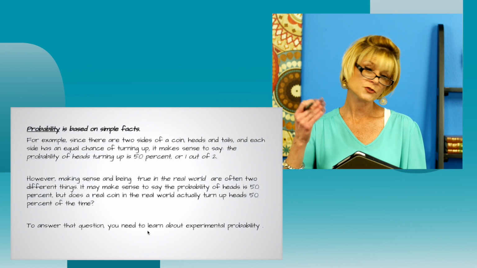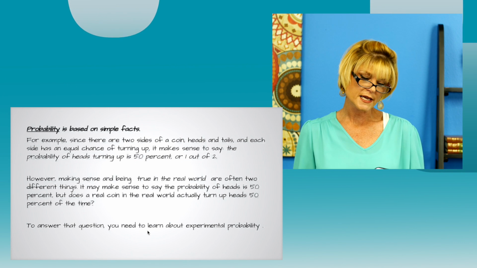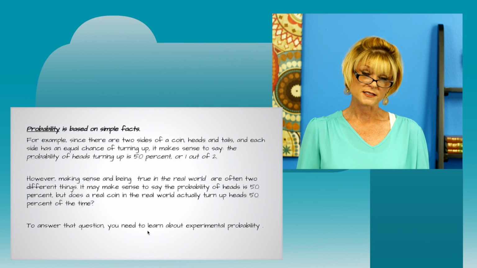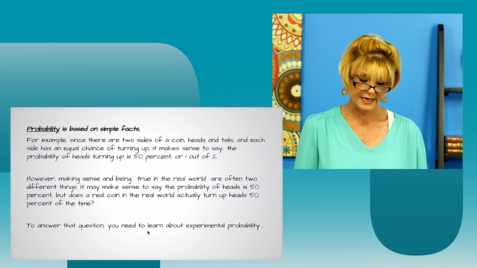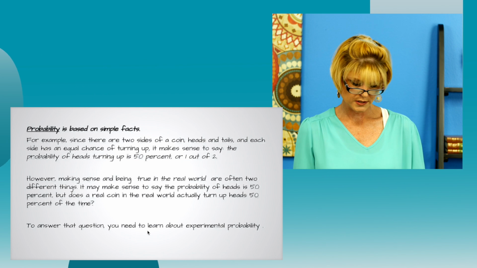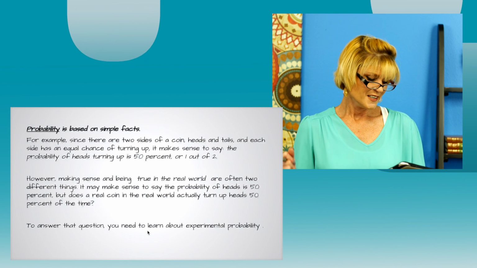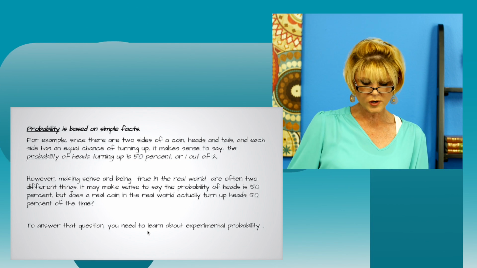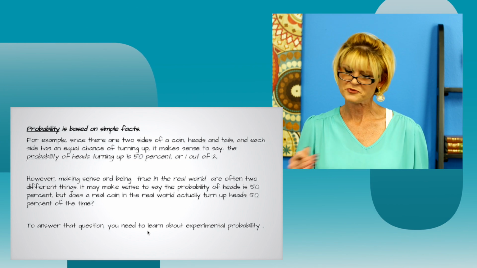Probability is actually based on simple facts. I wonder if you knew that. So for example, since there are two sides of a coin, heads and tails, and each side has an equal chance of turning up, it makes sense to say that the probability of heads turning up is 50%, or 1 to 2. So it's pretty simple. However, making sense and being true in the real world are often two different things.